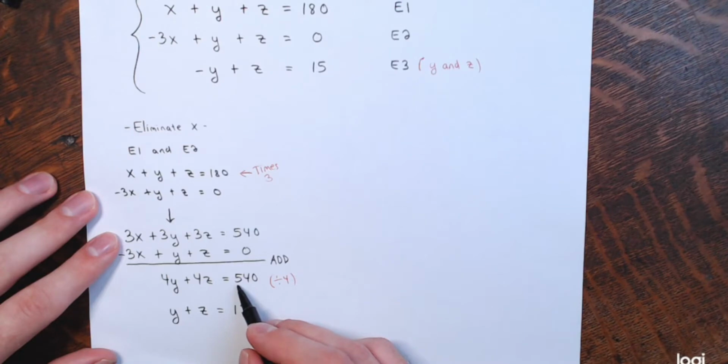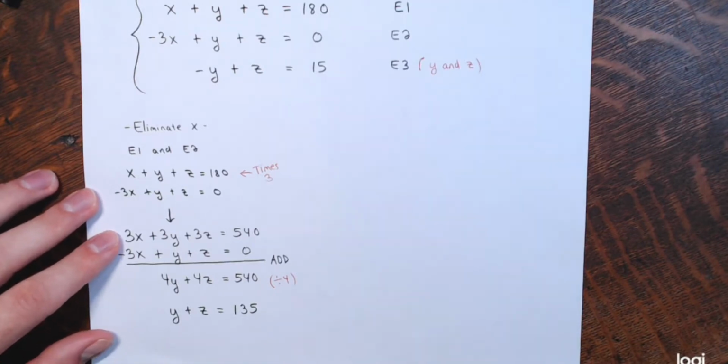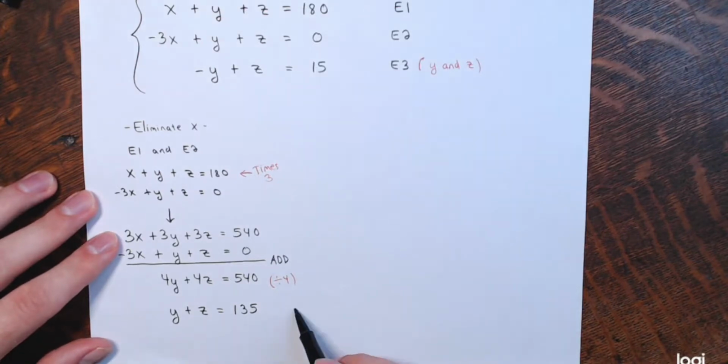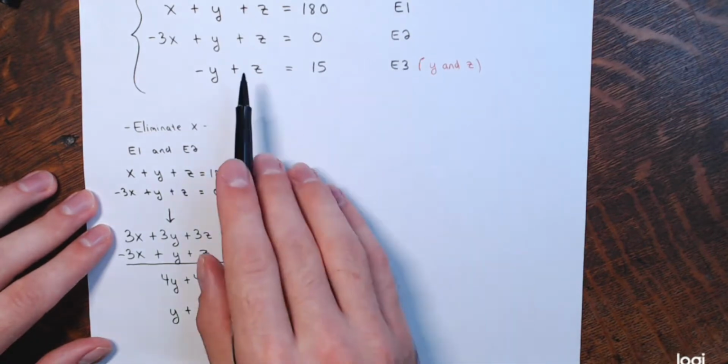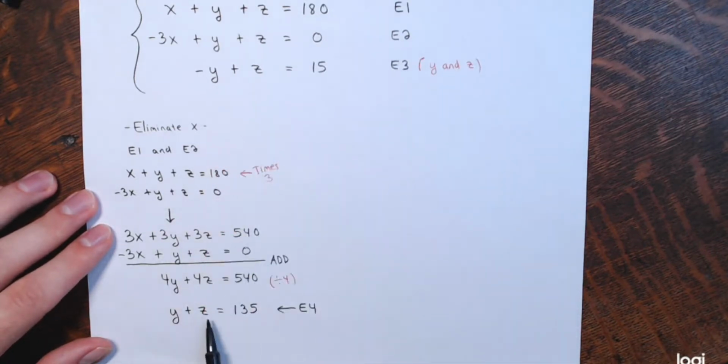One, and yeah, 14. 3 times 4 is 12 with 2 left. Oh, 20, 135, sorry. Alright, so y plus z equals 135. Okay. Alright, so now I'll call this equation 4. Right? So now look, equation 3 has just y and z.